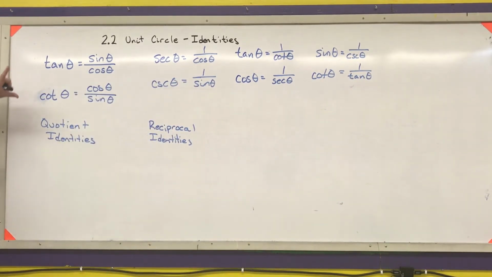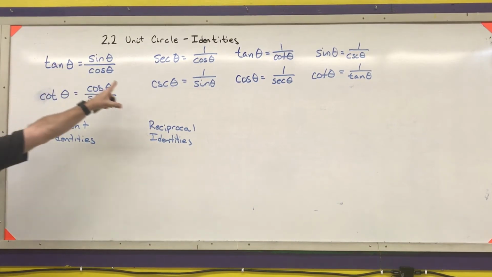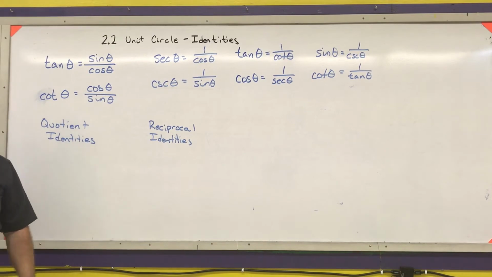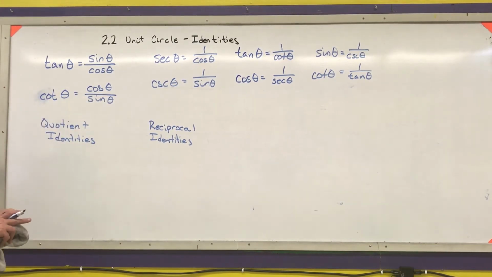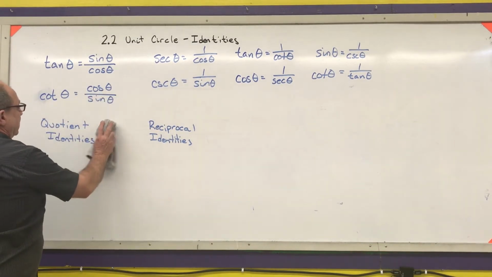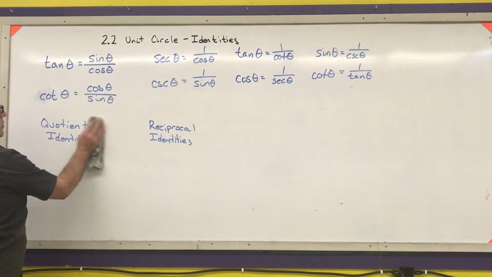So our 2 quotient identities and the 6 reciprocal identities, these 8 identities are on your benchmark test if you're in college algebra, and they will also be tested on the Algebra 2 tests. So that's the first group of identities we have.